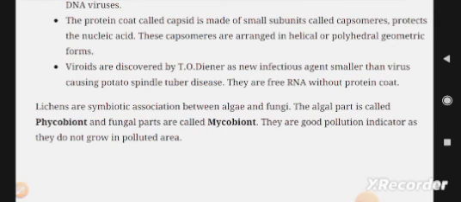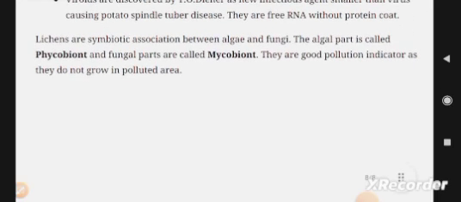Lichens are symbiotic association between algae and fungi. The algal part is called phycobiont and fungal part is called mycobiont. They are good pollution indicator as they don't grow in polluted area.